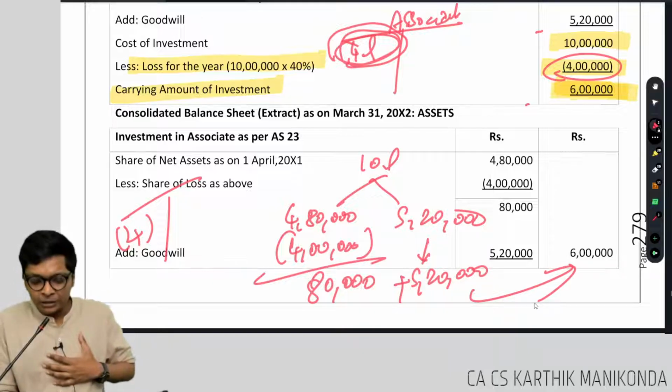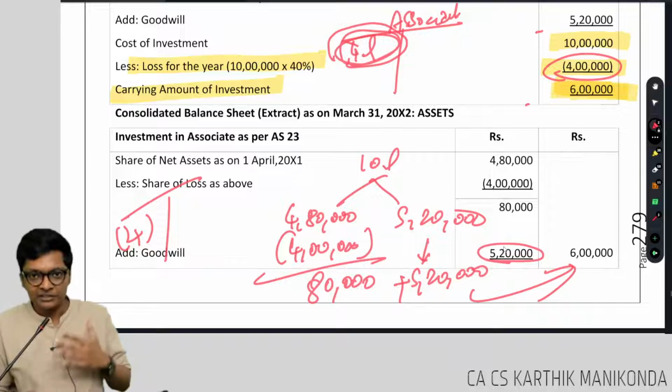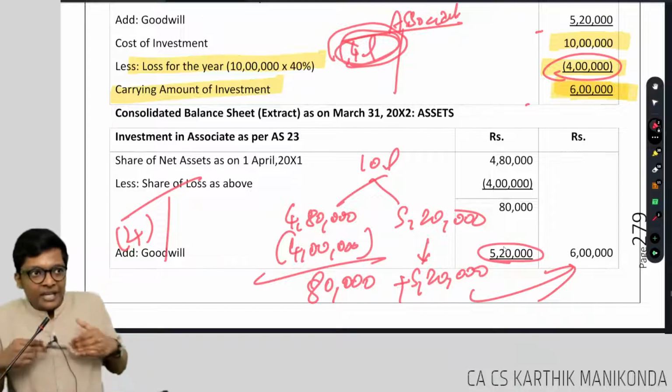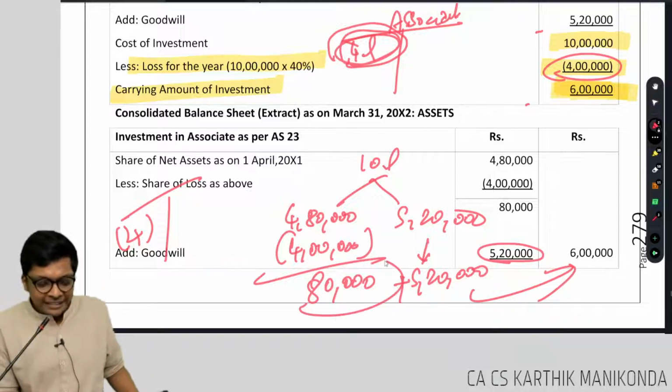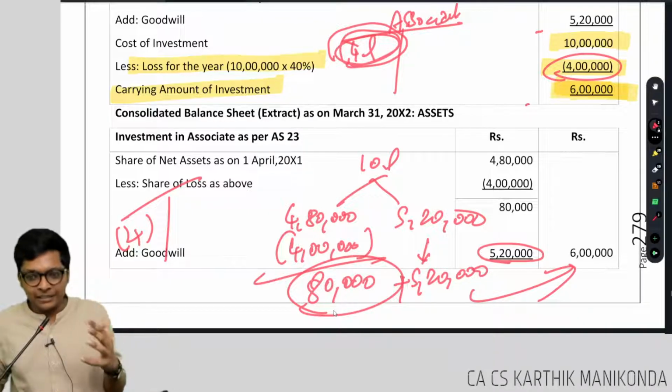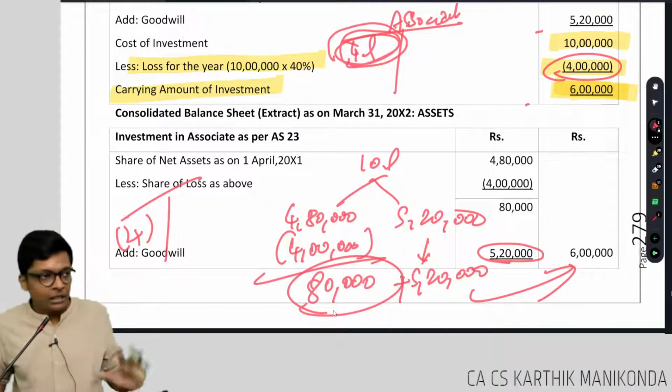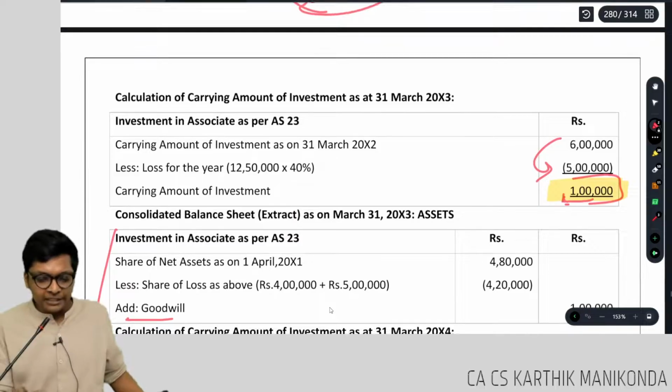See, you might be thinking, sir, you told adjust with goodwill first. Logically, yes, but today if I sell my investment, I will get only 80,000. That's my net asset. Goodwill depends if the value is still there. Understood this? Now come to next year.